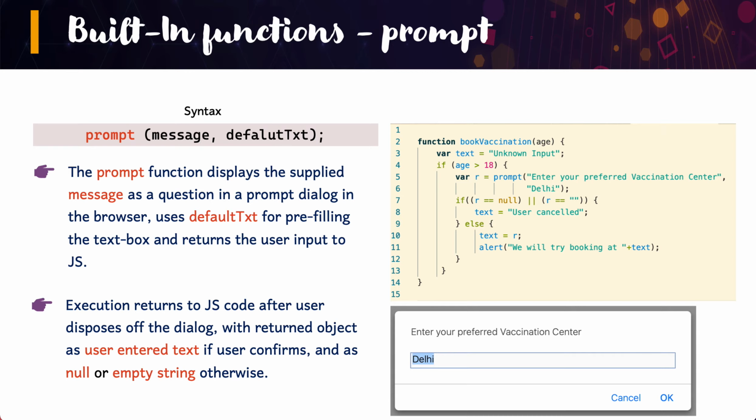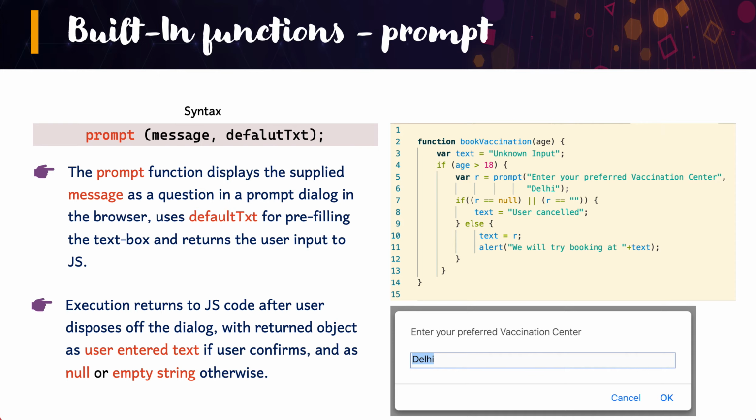Now again, execution gets suspended once the prompt function is called until user disposes of the dialog by either pressing OK or cancel. Now the returned value will be the user text, the entered text, if user says okay. Otherwise, it will be a null or an empty string. So we have to check for them and accordingly do the processing further.